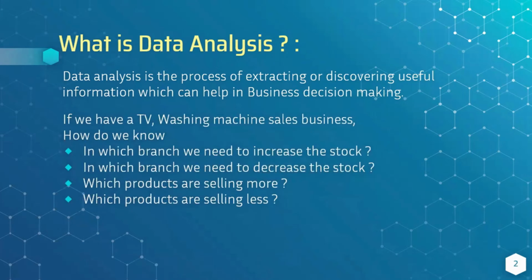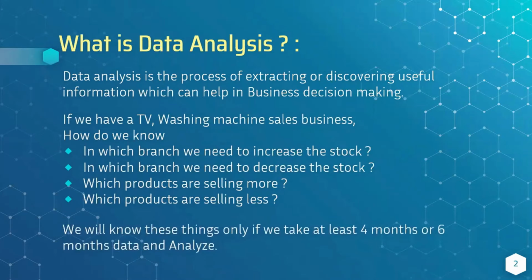If we have a TV washing machine sales business, how do we know in which branch we need to increase the stock, in which branch we need to decrease the stock, which products are selling more, and which products are selling less? We will know all these things only if we take at least 4 months or 6 months data and analyze.